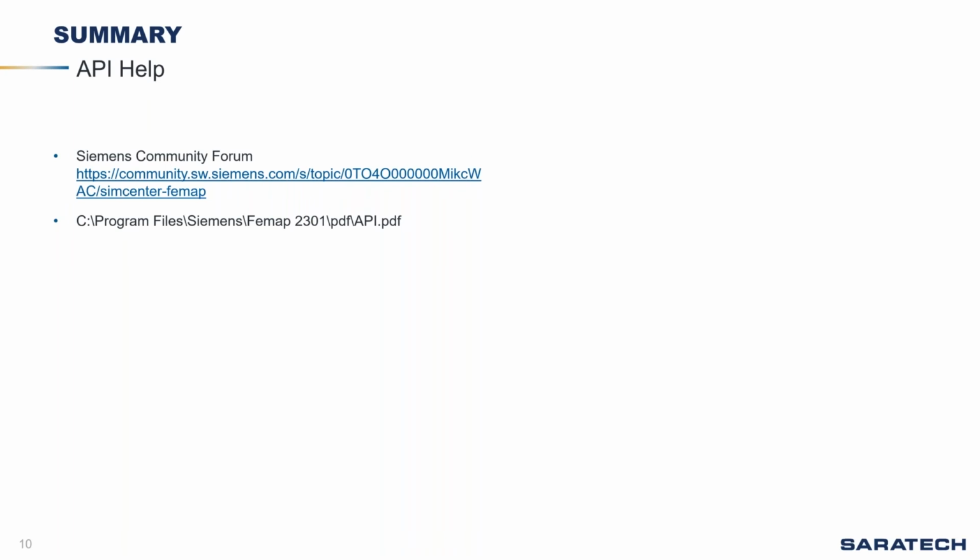And then also, if you're looking for the dictionary on the API, on all the commands available for you, it's located in the installation folder for Siemens Femap. So for example, for Femap 2301, you'll find that in your Program Files, Siemens, Femap 2301, in the PDF folder, and you're looking for the API.pdf document.